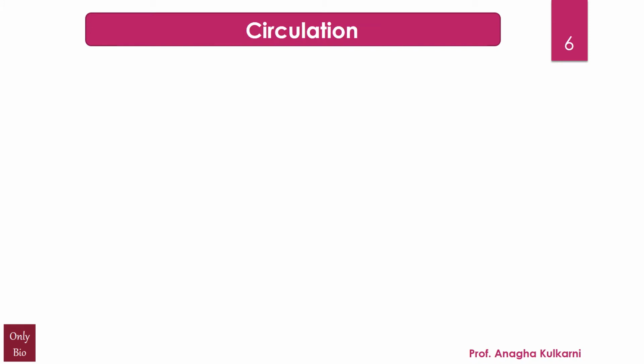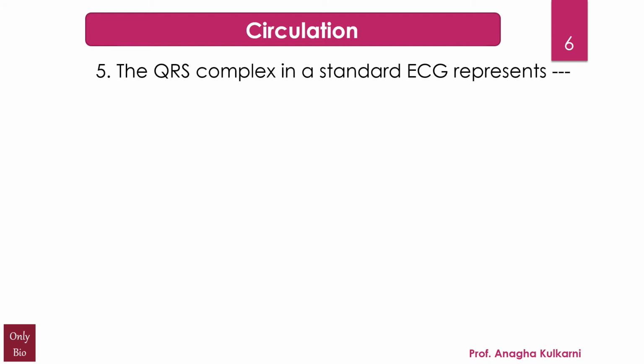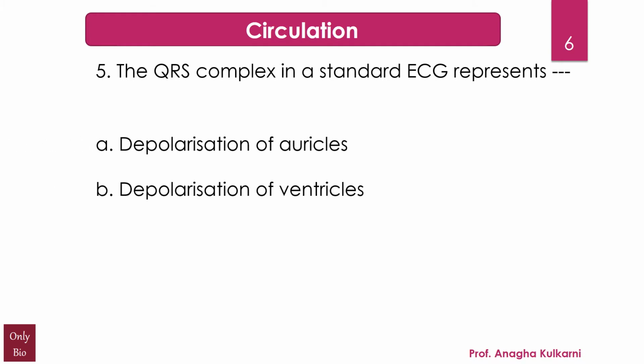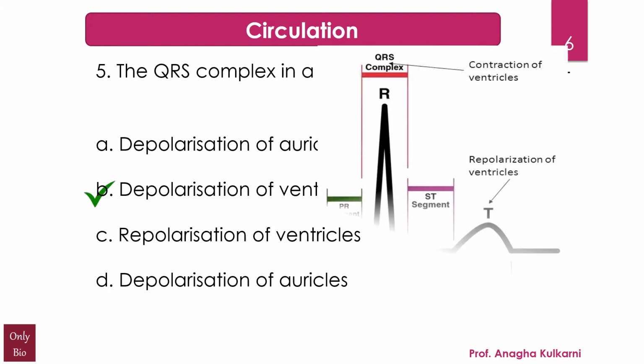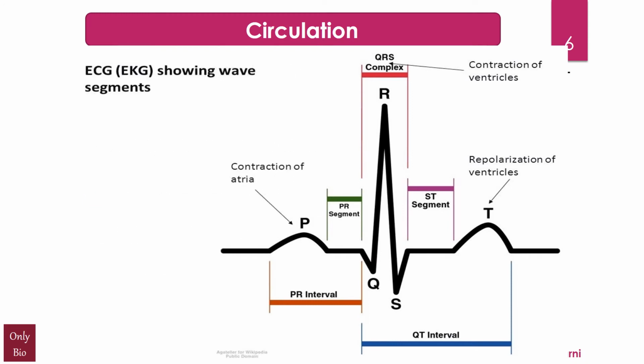Now the next question relates with the chapter circulation. The question is, the QRS complex in a standard ECG represents dash, and the options are A. Depolarization of the auricles, B. Depolarization of the ventricles, C. Repolarization of the ventricles, and D. Repolarization of the auricles. And the correct option is B. Depolarization of the ventricles.